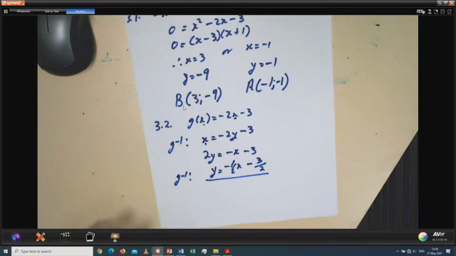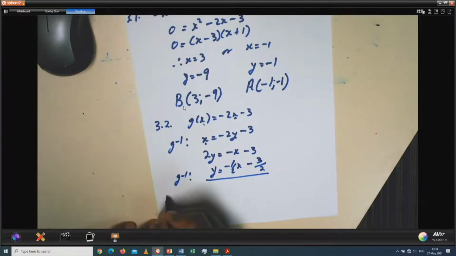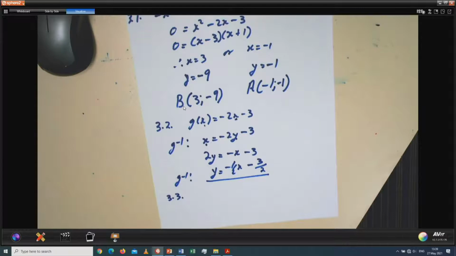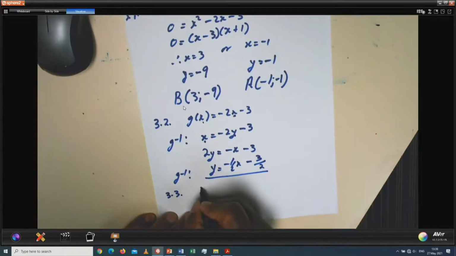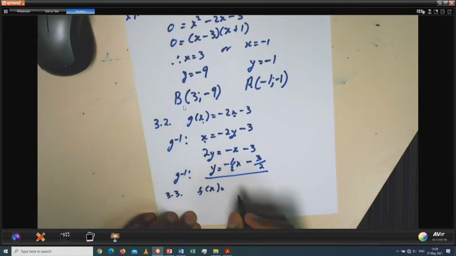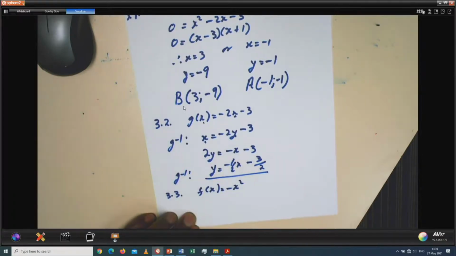Y is equal to negative half x minus 3 over 2. Do you still remember the question on 3.3? In 3.3, we were asked to determine the inverse of f. Where is f? F was given as minus x squared. How do we determine the equation of the inverse of f? It's 3.3. Now, don't worry.